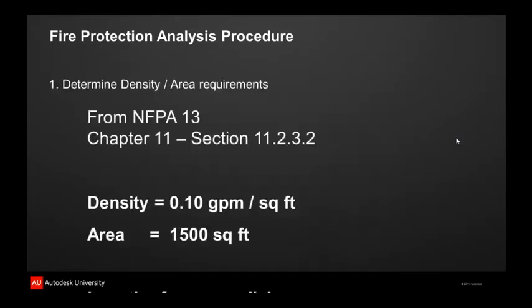Step one of our procedure was to determine the density and area requirements, and if we consult NFPA 13 Chapter 11, we can find that for a light hazard classroom type of application, the required density is 0.1 gallons per minute per square foot over each one and every one of the 1,500 square feet of the most remote area. There are actually some deductions that you can take for elevation and flatness of the ceiling, but in this example, we're going to go ahead and use the 1,500 square feet.